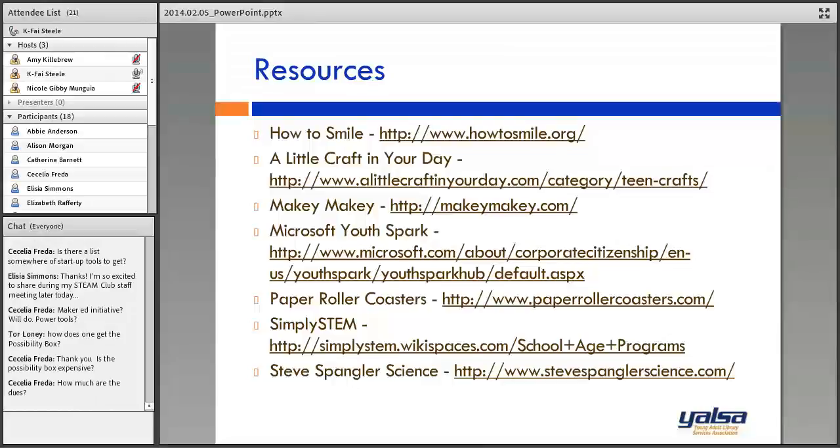And how much are the dues? The dues were on a sliding scale. So again, any questions you have about MakerEd, I would certainly contact them. It's a really small organization. They're run out of Oakland. They're kind of the education arm of Make Magazine. So certainly contact them with any questions you might have.